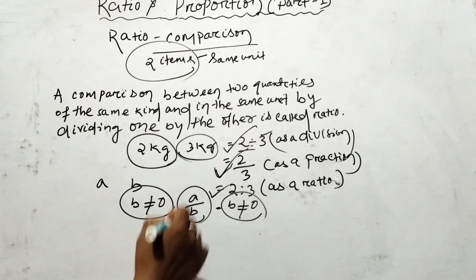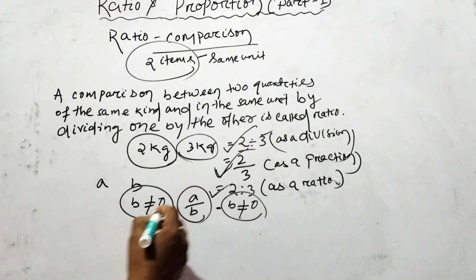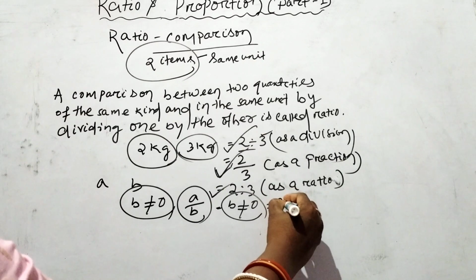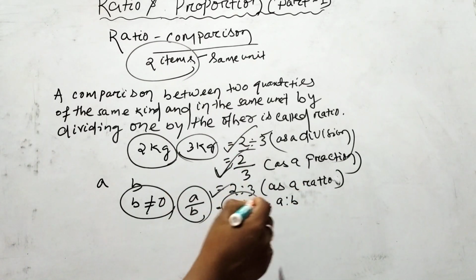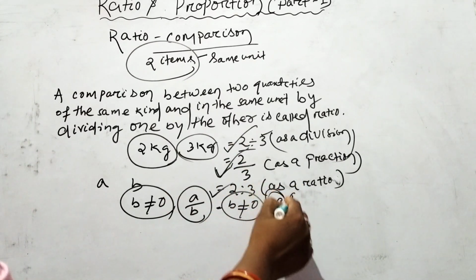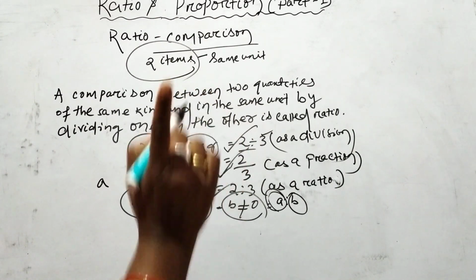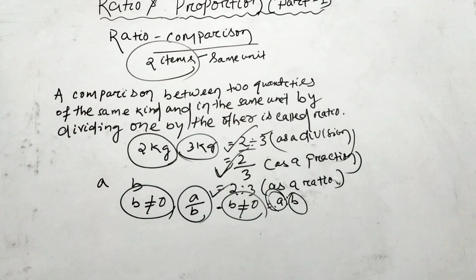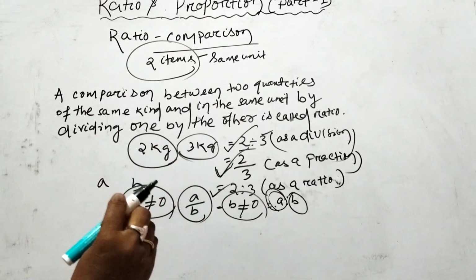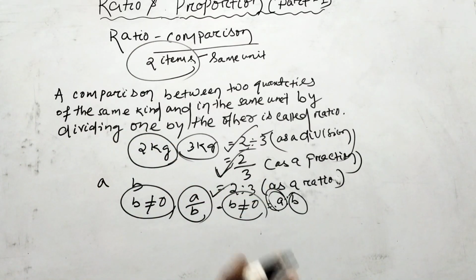When we write it in the ratio form, it is A is to B. There are two quantities: A is one term and B is the second term. We can read it as A is to B.